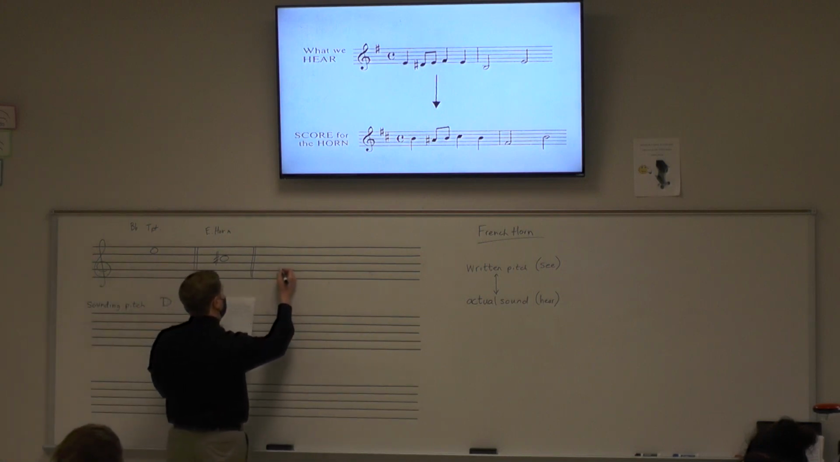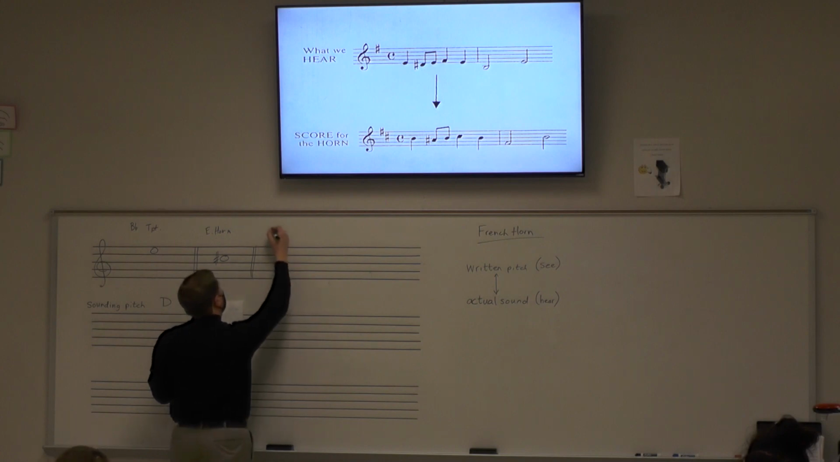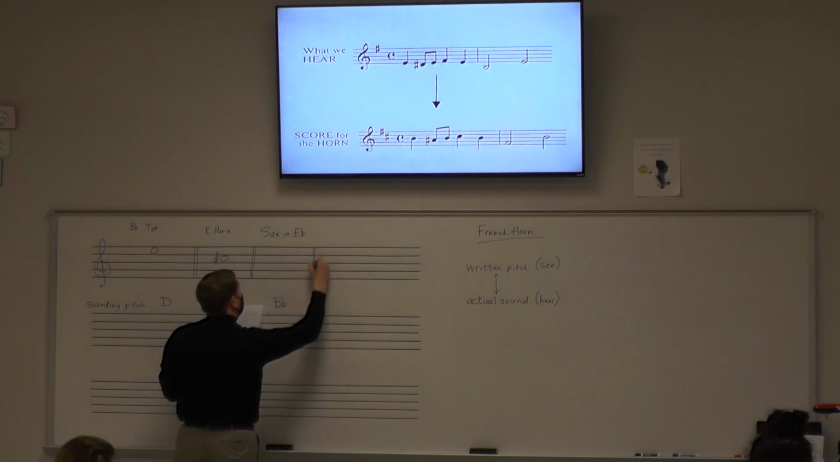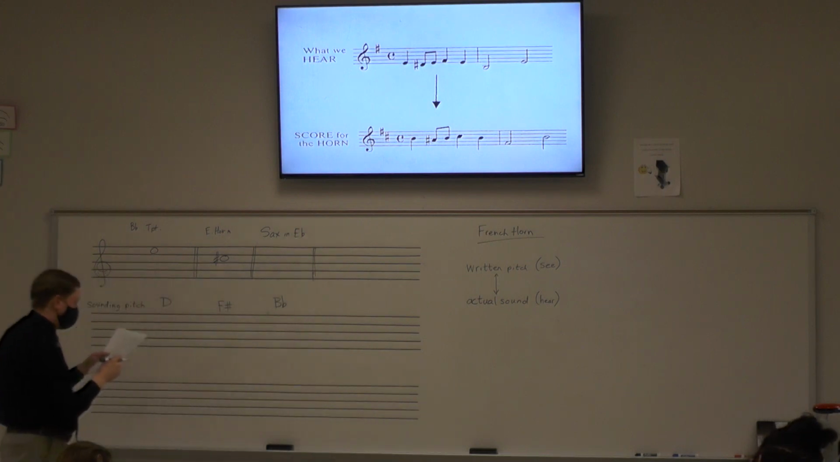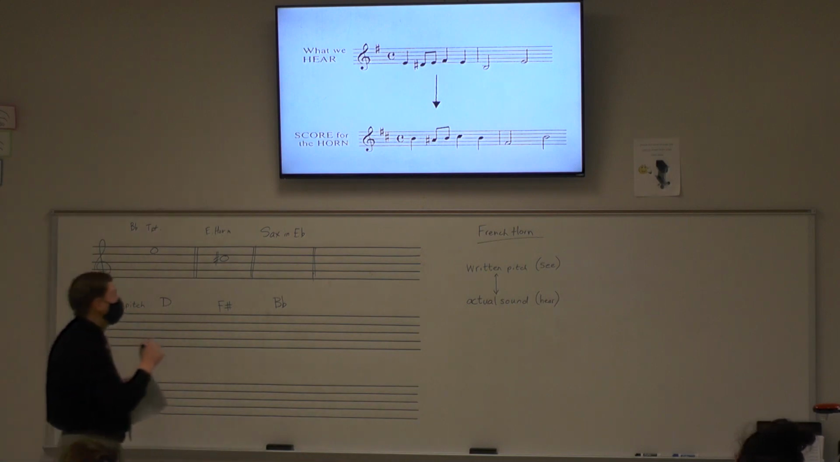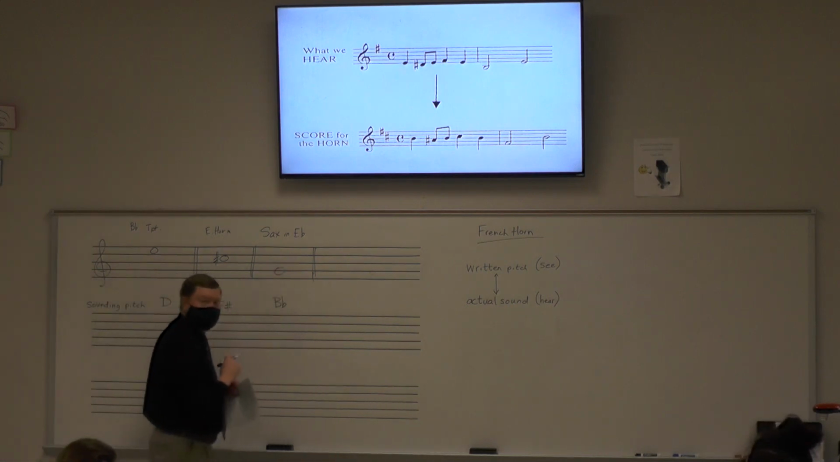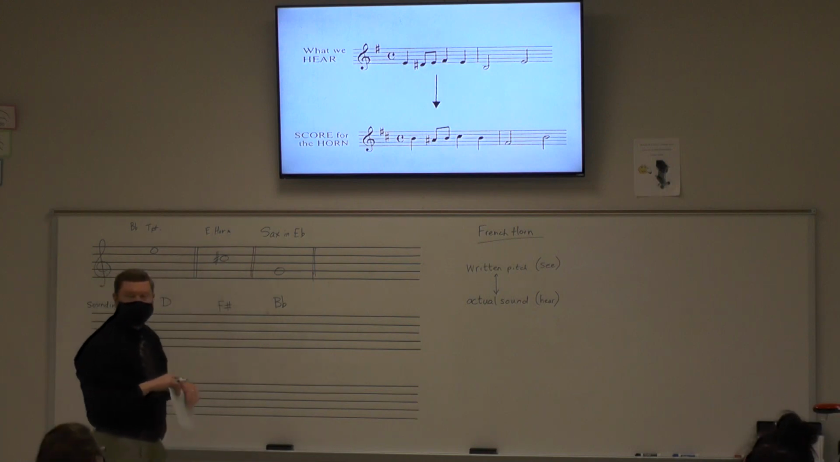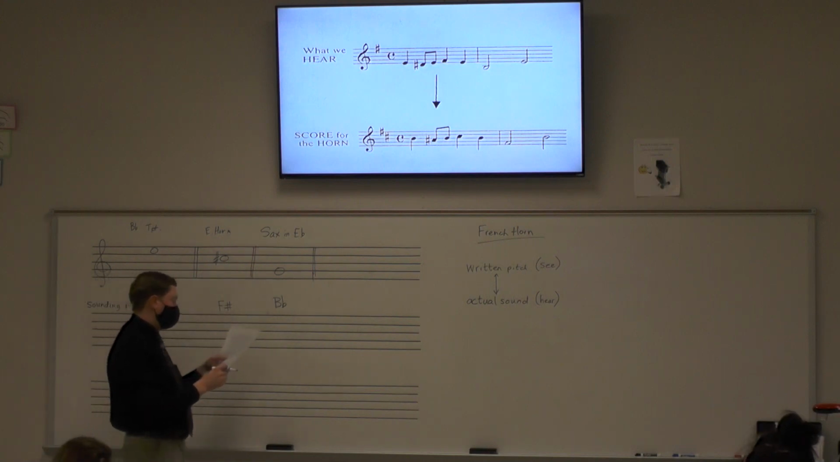How about, oops, I don't want to give you that. Alto sax. I'll just put sax in E flat. I want the alto sax to sound a B flat. What pitch do I need to write for the saxophonist? G. That's right, G. A major sixth higher. It could be that G, it could be the G above. I'm not specifying the octave.